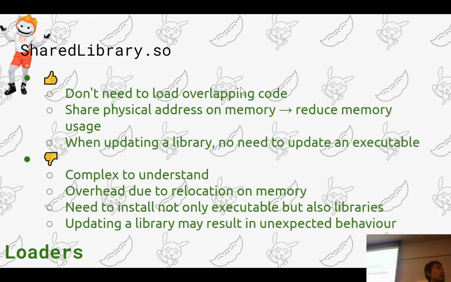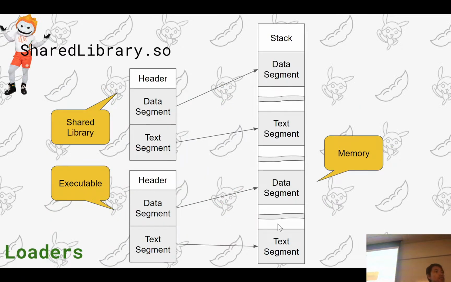What is good about this functionality is we don't need to load overlapping code. That will reduce memory usage and share physical addresses in memory, which also decreases memory usage. And when updating a library, we don't have to update the executable, because these executables are just pointing to a specific shared library. So we don't have to update the executable.